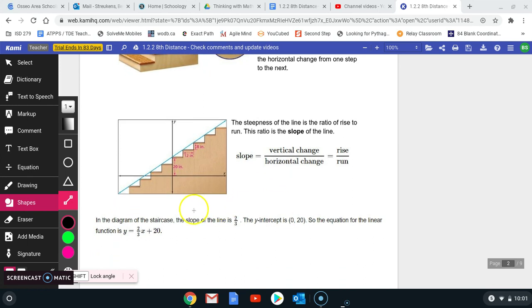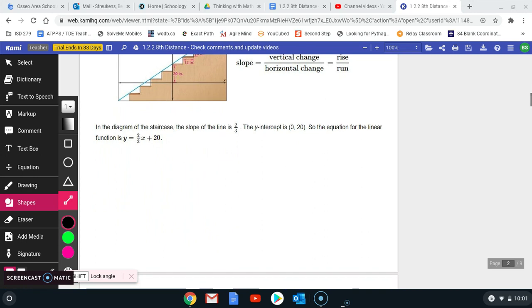In the diagram of the staircase, the slope of the line is 2 over 3. The y-intercept is (0, 20). So the equation for the linear function is y equals 2 over 3x plus 20. In this case, m is 2 over 3. So the rise is 2, the run is 3. And then the 20 is where it crosses the y-axis. Here we can see that from this point 0 to where it crosses the y-axis is 20 inches. So that makes our y-intercept 20.